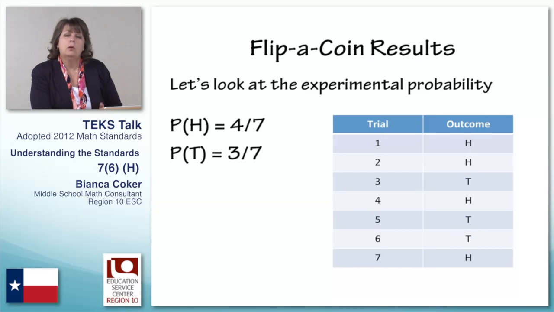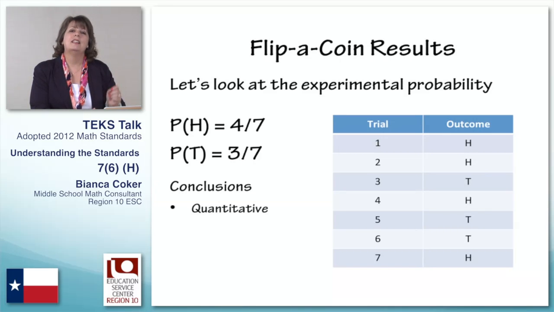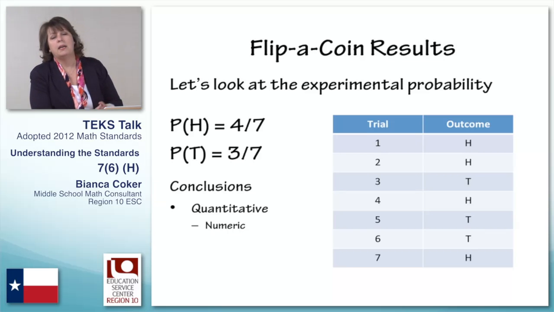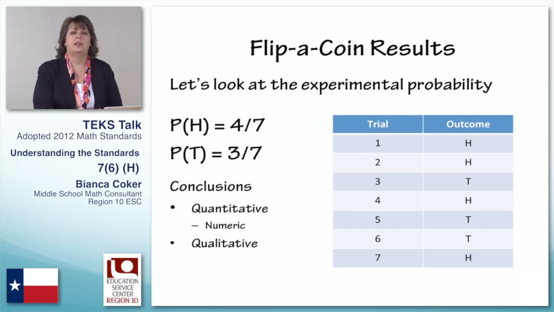And from this data, we can make predictions. Now the standard said we want students to make qualitative and quantitative predictions. The qualitative is a little different for most math people. So we're going to start with quantitative first because we're a little more comfortable with that. Quantitative means numbers. So what we're looking at are the actual values in the probability. So when I say the probability of heads landing up based on our experiment is 4 out of 7, that's a quantitative statement. If I want to make a qualitative statement, this is a little different.